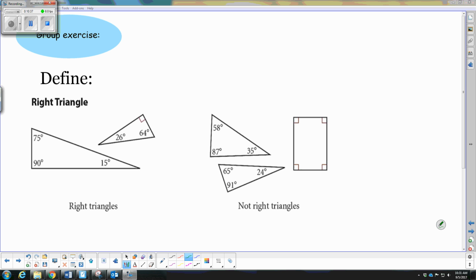Take a minute to look at the two groups of triangles and create a definition for right triangles. A right triangle has one right angle. There's only going to be one right angle in a right triangle.